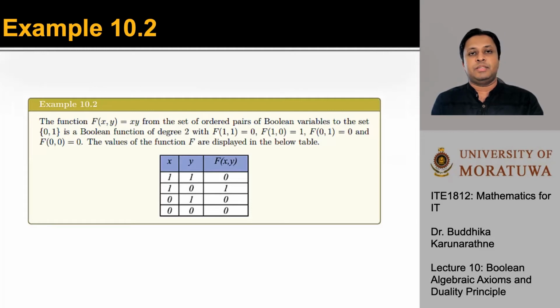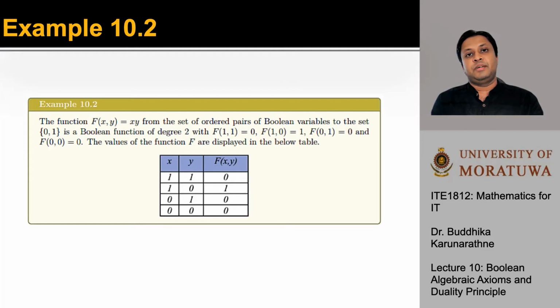Right, straight away moving into an example. Let's say we have a function f of x, y equal to x y bar. It is defined from the set of ordered pairs of Boolean variables to the set 0, 1. So these are Boolean values. This is a Boolean function of degree 2 with f(1,1) is 0, f(1,0) is 1, f(0,1) is 0, and f(0,0) is equal to 0.